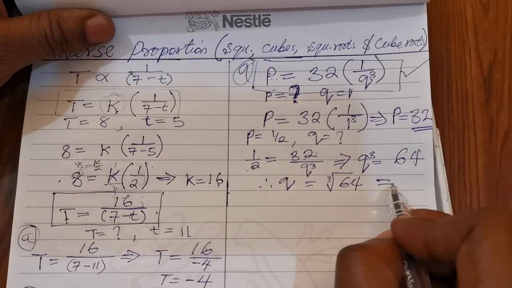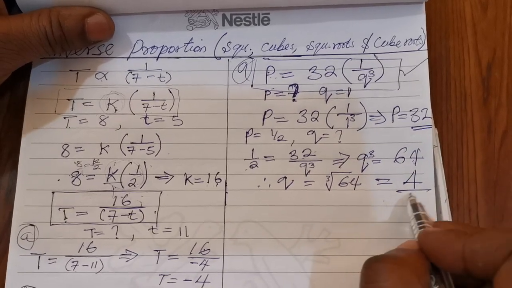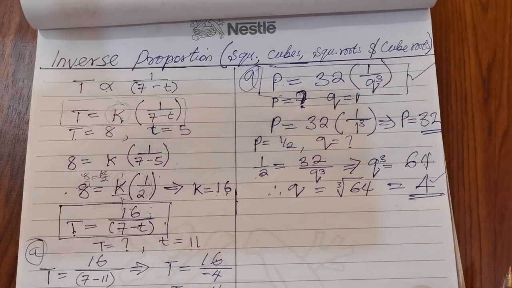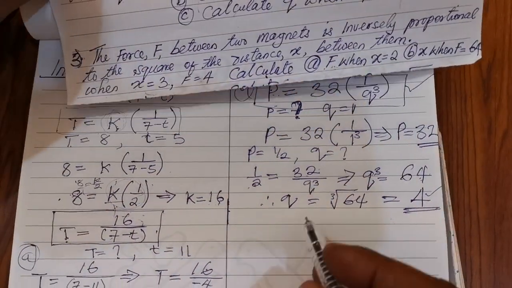And what is the cube root of 64? The cube root of 64 is 4. So Q is equal to 4. And that gives me the answer. Okay, now the third one.